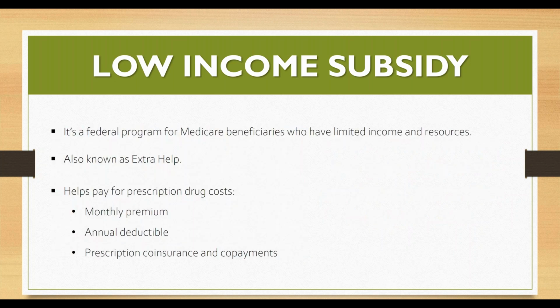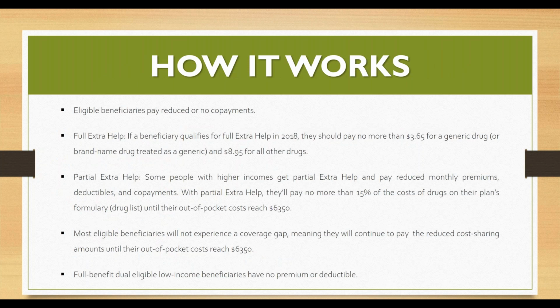So we'll touch a little bit on LIS, like I said, a federal program. This is the one that's known as Extra Help, and it does help pay for drugs, the monthly premium, annual deductible, and reduces your co-insurance and co-payments. As far as how it works, I would really refer you back to the LIS webinar. It should be in the library to take a look at. That'll really break it down a whole lot more as to how it works. But basically, it helps them get their prescriptions at a whole lot less cost.